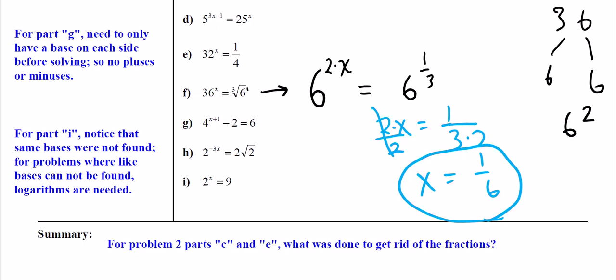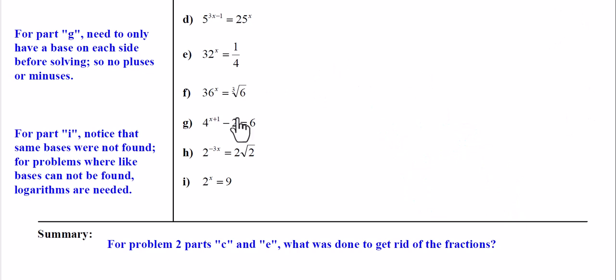Write down some words. So for part G, notice that all the problems before, there weren't any pluses or minuses per se. It was just one term is equal to another term. But here I have 1, 2, 3 terms. Before I can set bases equal to each other and therefore exponents equal to each other, I have to have just one base on both sides. So I'm going to propose to you, let's add 2 to both sides. And doing so gives me 4x plus 1 is equal to 8.